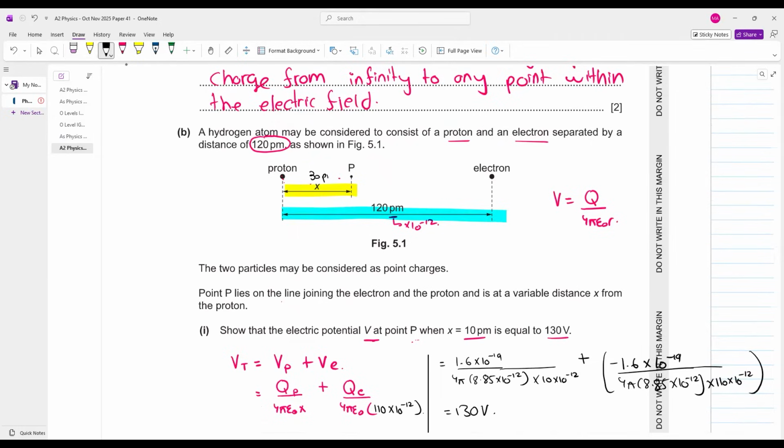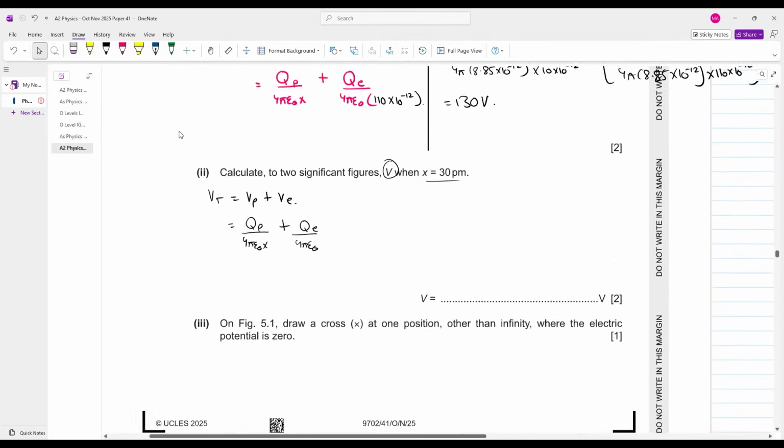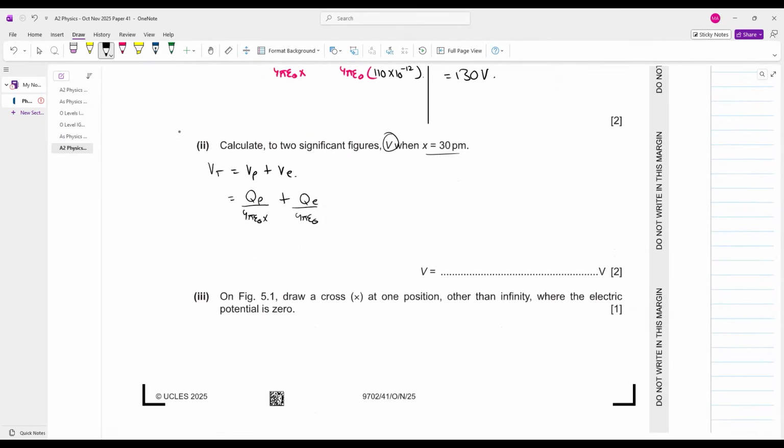This time the value of x is 30 picometer. What will this remaining value become? 120 minus 30, that is 90 picometer. So what is the distance of the electron from point P? 90 picometer, that is 90 into 10 to the power of minus 12. Simple. Now, can you calculate the total electric potential?